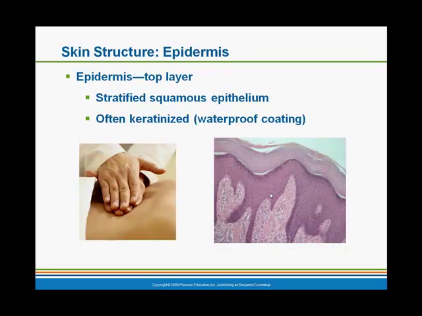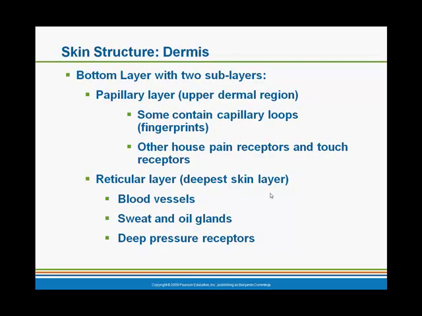The skin is divided into two layers, the epidermis and the dermis. The prefix epi means above. Dermi is the Latin root for skin. Therefore, epidermis is the top layer of skin, and the dermis is the lower layer of skin. The dermis is a bit thicker than the epidermis and contains two sublayers, the papillary layer and the reticular layer.